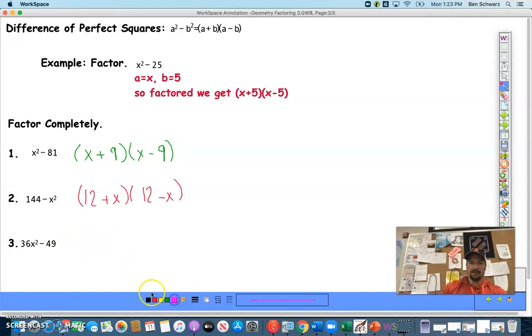Sticking with the pattern one more time. Okay, perfect square. 36 is just 6 squared, and we got the x. So the square root of this is 6x. And the square root of 49 is 7. So 6x plus 7 and 6x minus 7. So hopefully you're getting the pattern here. Math is all about patterns, right?